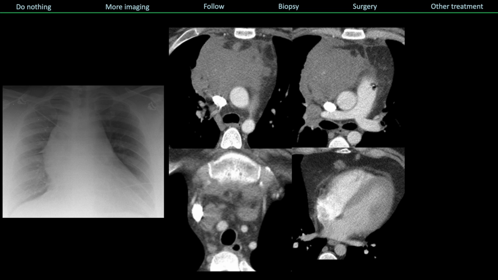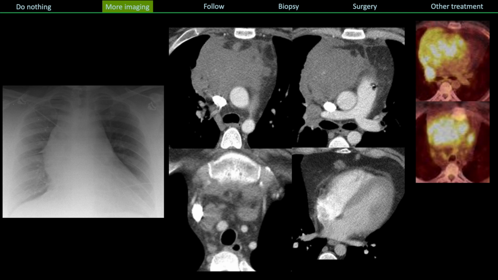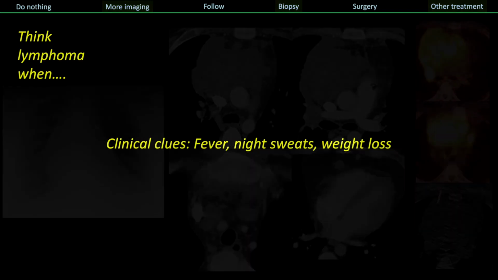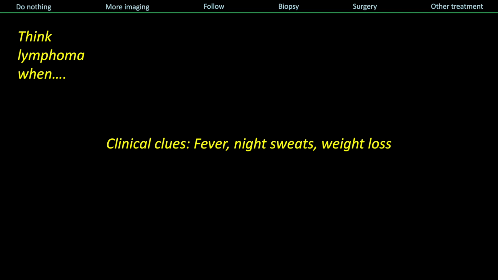And when lymphoma is on the differential diagnosis, a biopsy is a good idea because you don't want to surgerize lymphoma unnecessarily. Oftentimes, prior to the biopsy, we may get a PET CT or an MR to look for the hottest area or the area with the most diffusion restriction to target our biopsy to that location. That's what we did in this case, and this turned out to be a lymphoma of the anterior mediastinum, which is treated with chemotherapy.